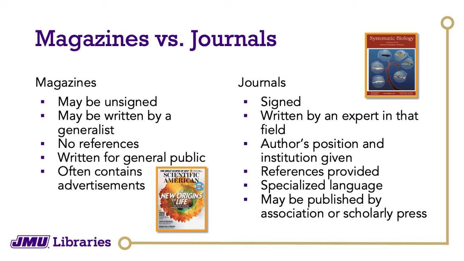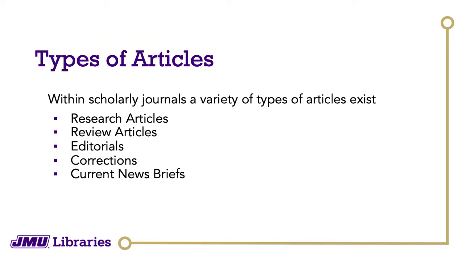Journals, on the other hand, are written to communicate science within the scientific community. They are written in a specialized language that only experts in that field might understand. They are also written by an expert in their field and include the authors' names and also the institution the author is from. At the end of the journal article, there is a list of references of where that information came from. Just like a magazine, scholarly journals include a variety of articles that include research articles, review articles, editorials, corrections, and current news briefs.